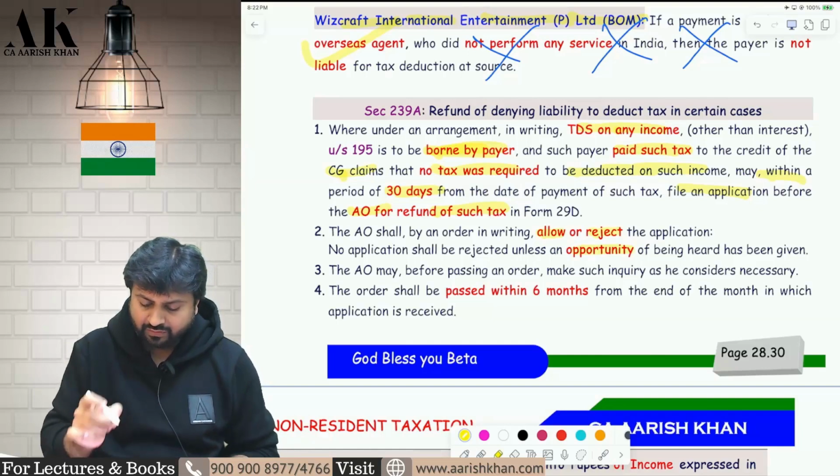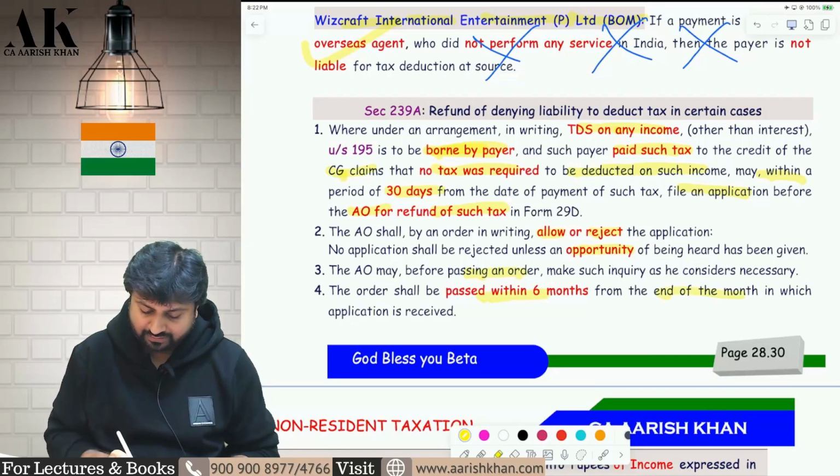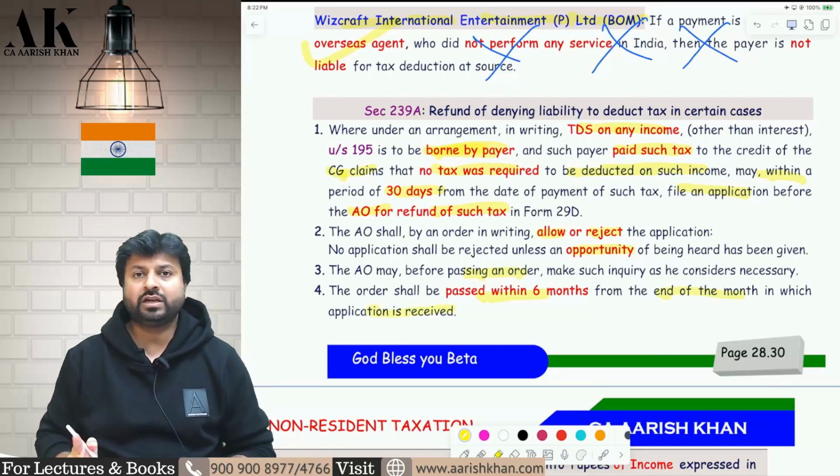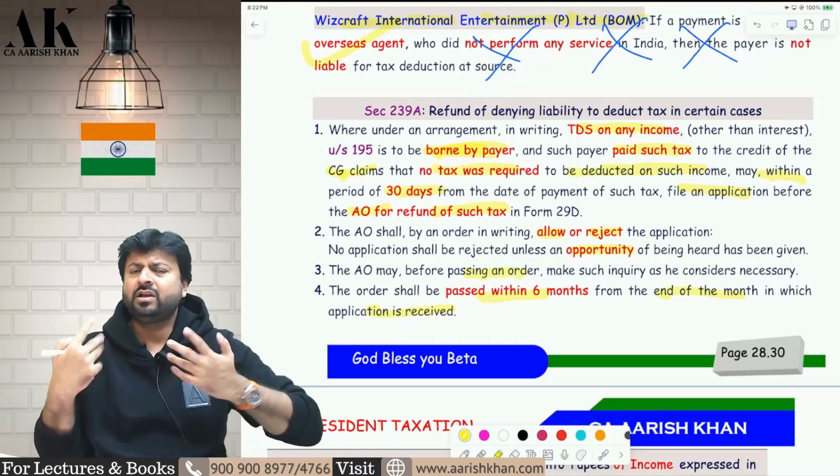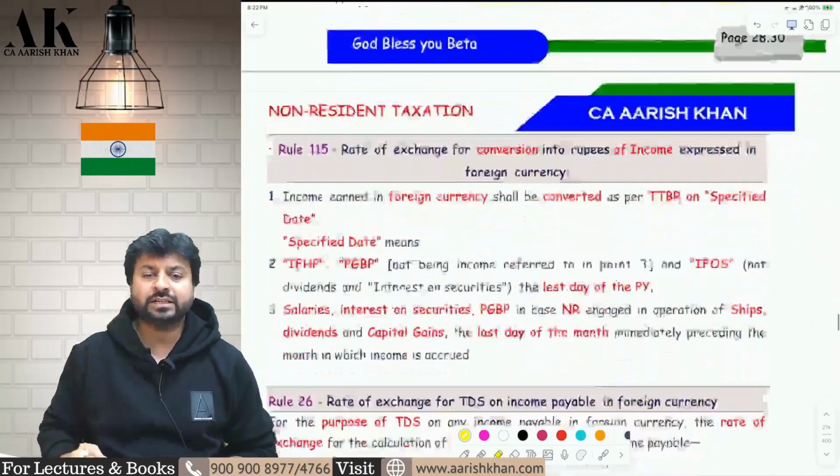If he rejects, then he will give you an opportunity of being heard, and then the AO will pass an order within 6 months from the end of the month in which the application is received, and he will grant you the refund if it is allowed. If it is not allowed, then you can go for CIT appeal. You can appeal against the order of the assessing officer. So I hope it is clear to all of you.